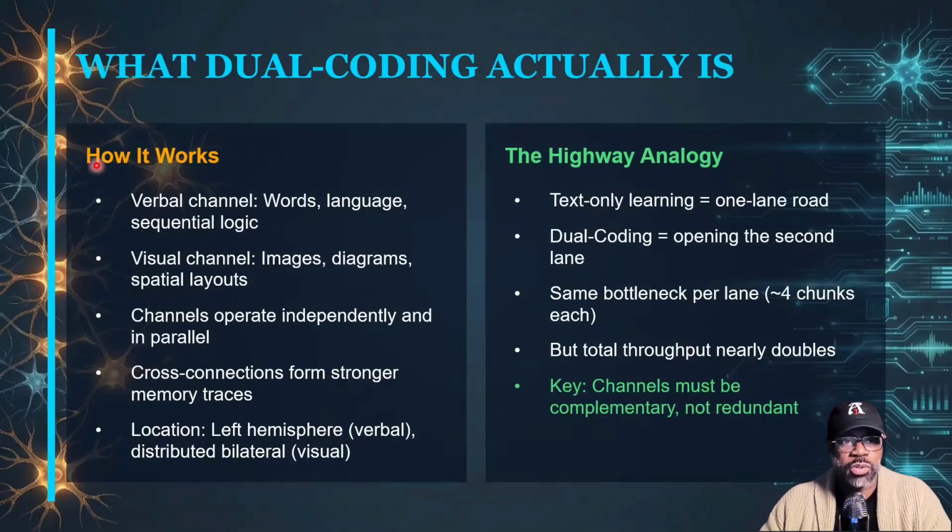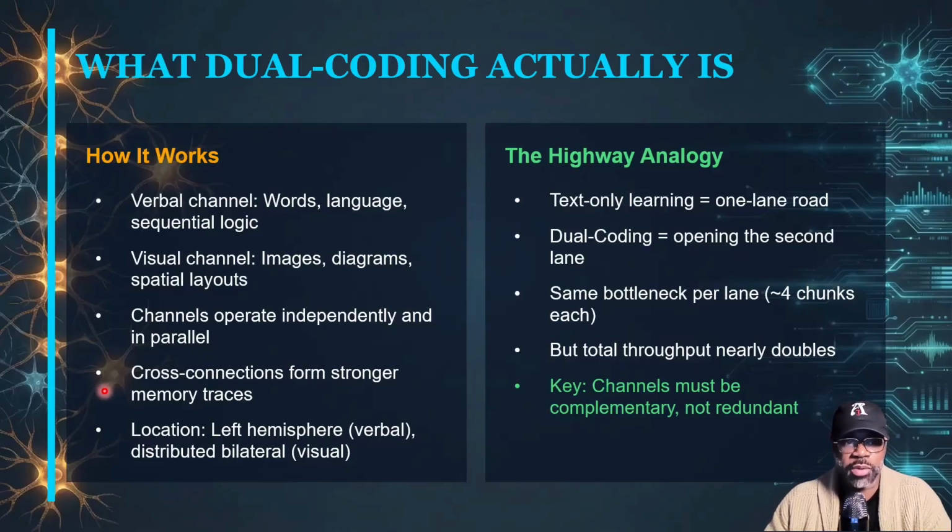So what is dual coding exactly, and how does it work? So again, we've already talked about the verbal channel. Now, the verbal channel, again, is going to involve lots of words, language, sequential logic, what you see here on the screen, a lot of words and logic on the screen. And then the visual channel is going to have images and diagrams, spatial layouts. You'll have channels that operate independently in parallel. They'll have a cross connections functionality that essentially forms a stronger memory trace because of these cross connections.